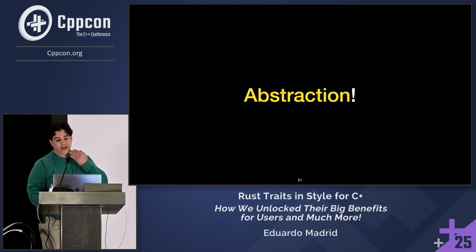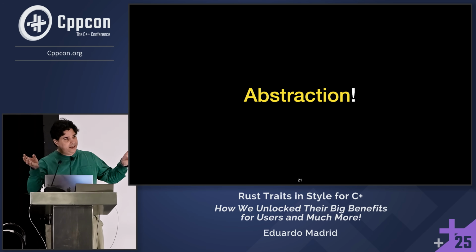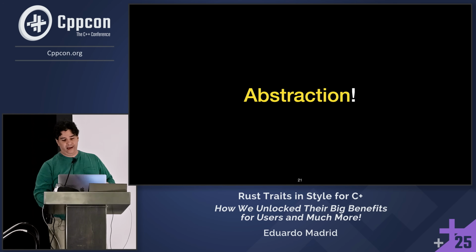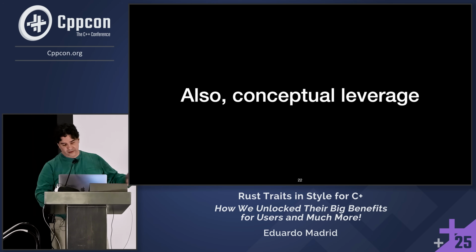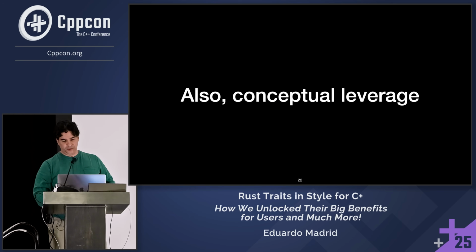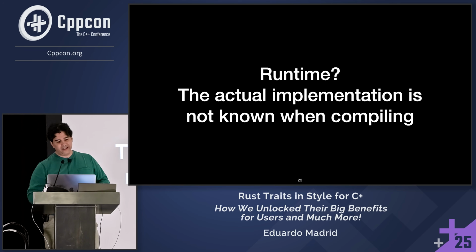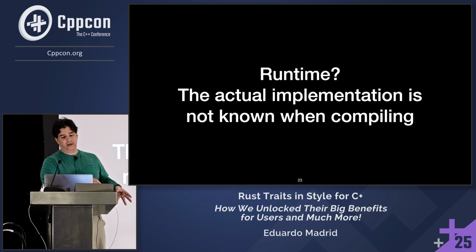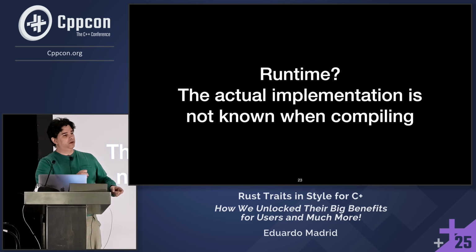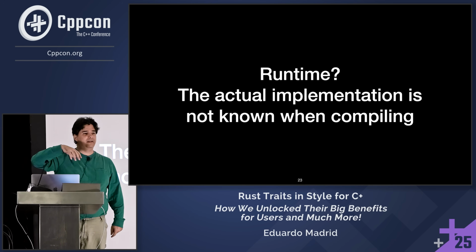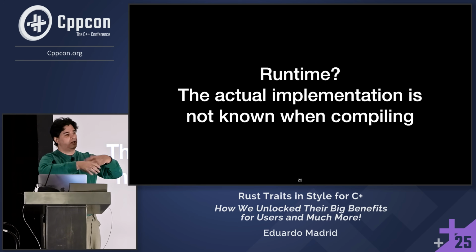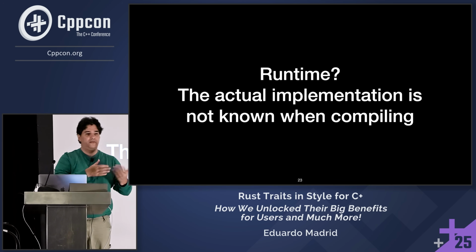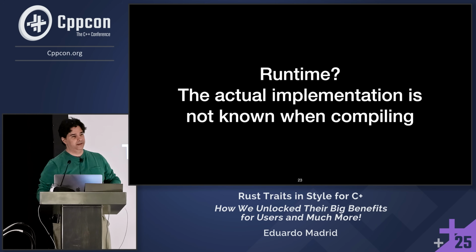And what we're going to be doing, again, is abstraction. That process of identifying the essentials is very much what we can refer to as abstraction. And also, if we get good abstractions, we get conceptual leverage. Now, runtime is simply that the actual implementation is not known when compiling the code. So you're going to see later that the code during its execution discovers what are the implementations that it wants to use. Therefore, they are not known when you are compiling the code.